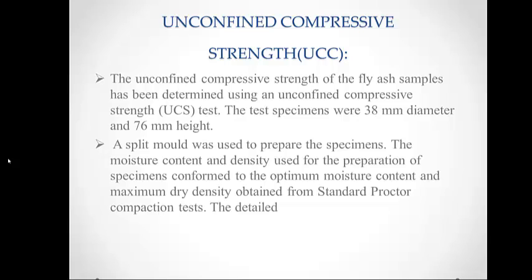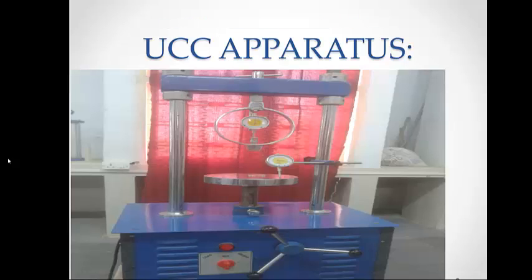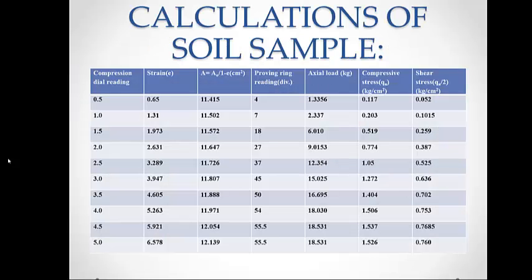Unconfined compression strength. The basic idea behind this test is we are dealing with the soil embankment, so we need to have C and phi values, since the soil embankment will have some changing slopes. So to determine the C and phi values for the soil sample, we need to first know the UCC, that is the shear strength, and also the compressive strength of the soil, which are determined from the UCC test. This figure shows you a brief view of the UCC apparatus.